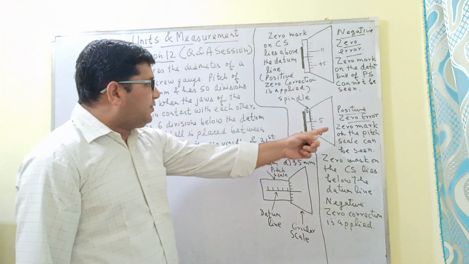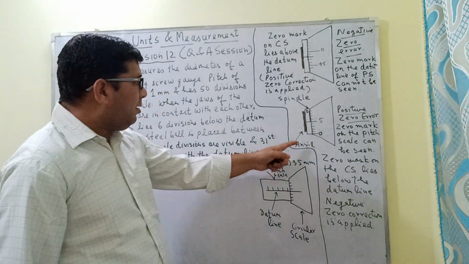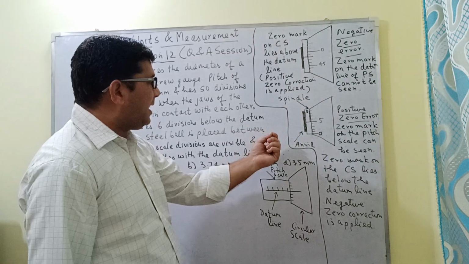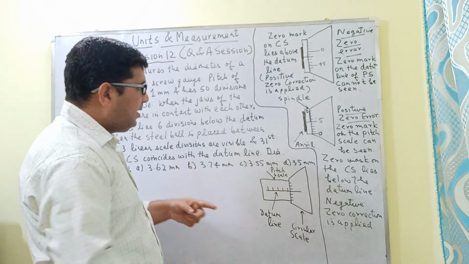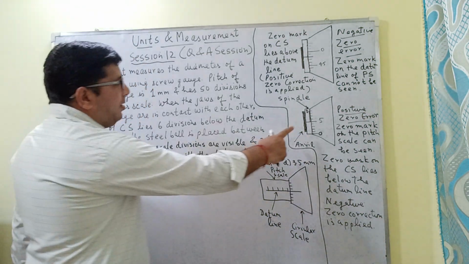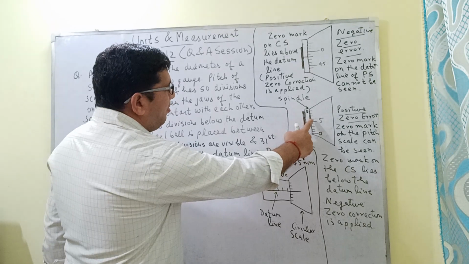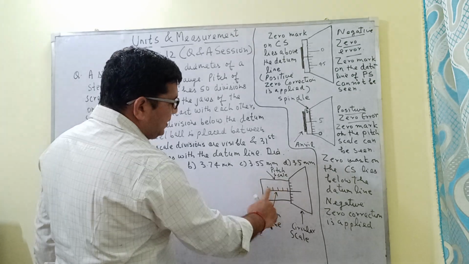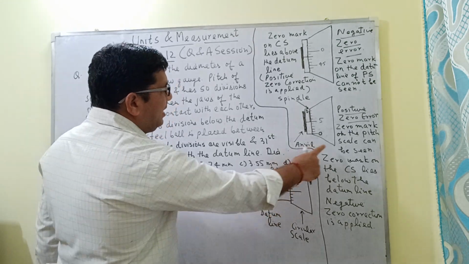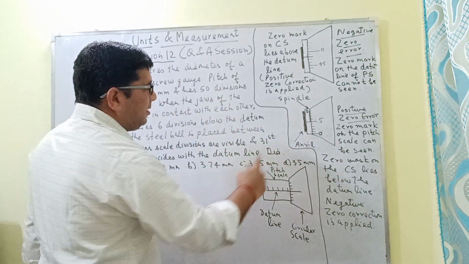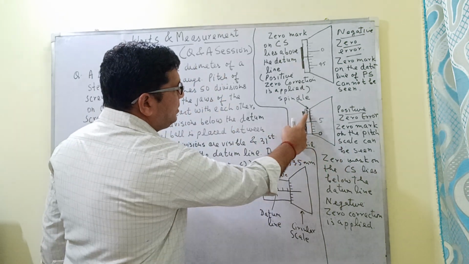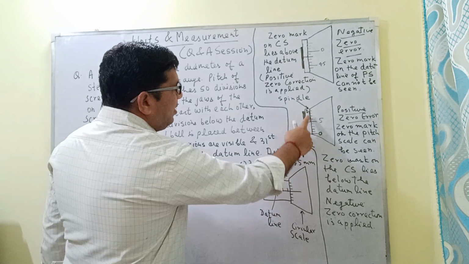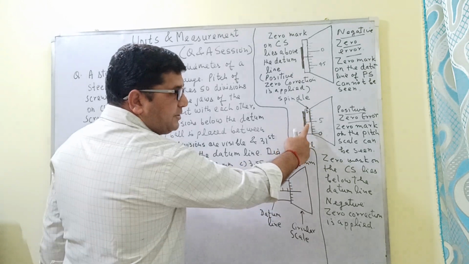Now in the case of the positive zero error, when the anvil and the spindle or the two jaws of the screw gauge are brought in contact with each other, or when they touch each other, then the zero mark on the datum line of this pitch scale can be seen with the eye. ठीक है, आप देख सकते हैं, यहाँ पे भी मैंने बनाया हुआ है कि ये जो जीरो मार्क है आपका इस डेटम लाइन के ऊपर, which is on this pitch scale, it is clearly seen here.